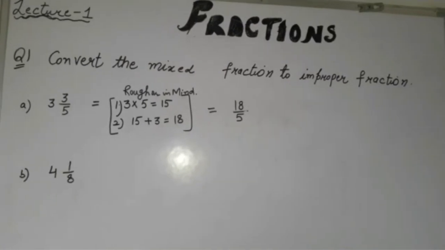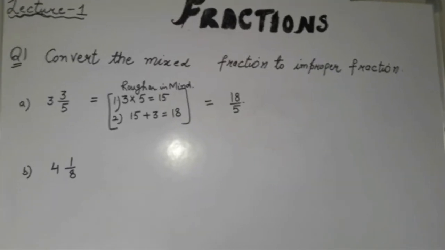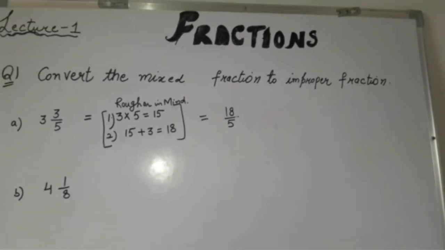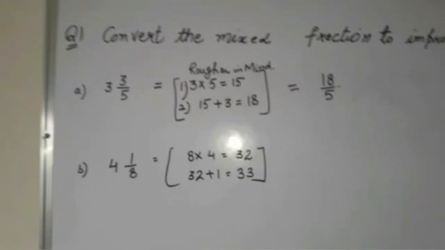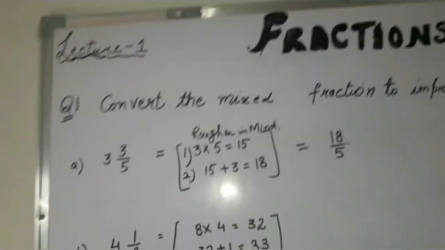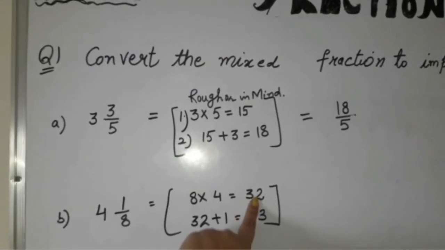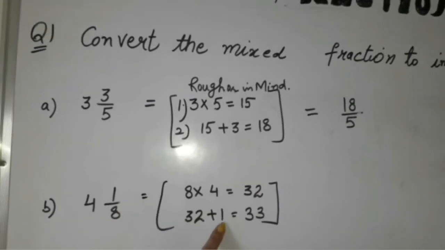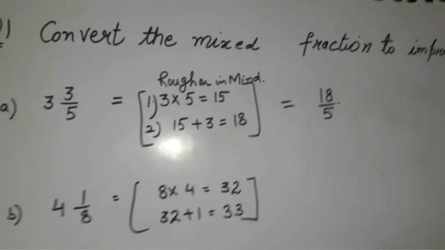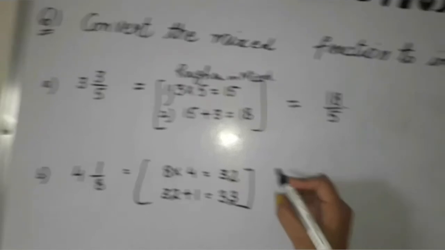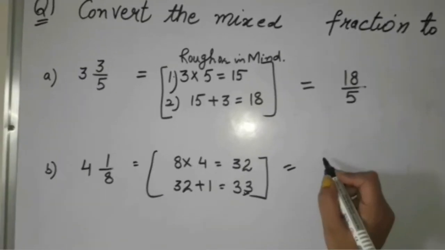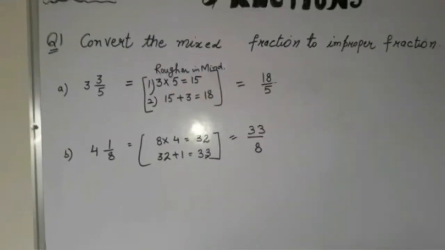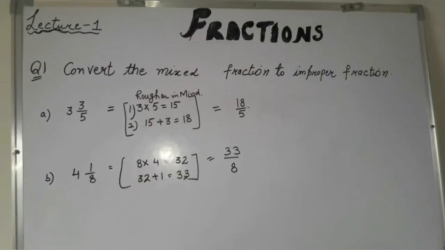Similarly with the second question, that is B part, 4 1 by 8. What we will do? We will again multiply the denominator by the natural number. That is, we will do 8 multiplied by 4. And I will get 32. Now what I will do next in this 32, I will add 1 because in the numerator I am having 1. So I will add 32 plus 1, it becomes 33. My final answer becomes 33. So next what I am going to write is, I am writing 33 upon 8. This is the improper fraction when I change the mixed fraction to the improper fraction.